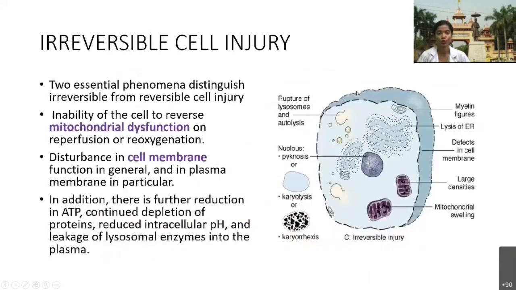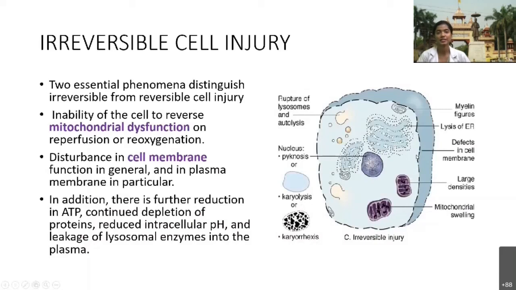Now coming to the irreversible injury. Up to that point, the cell was reversible, meaning it can be reversed back to the normal state. Now, if there is continuous insult, continuous decreased oxygen supply, continuous ischemia, the cell will move towards the state of irreversibility. So what are the two essential aspects of an irreversible injury? One is mitochondrial dysfunction, and the other is disturbance in the cell membrane, particularly in the plasma membrane.